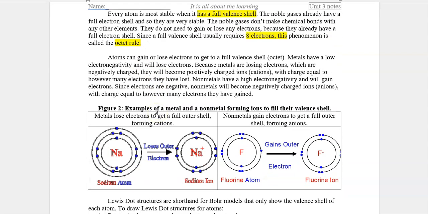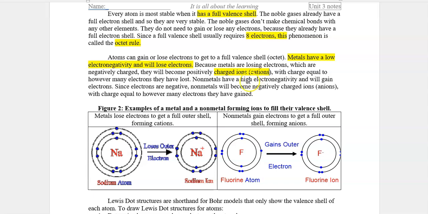Atoms can gain or lose electrons to get a full valence shell. Metals have a low electronegativity and will lose electrons. Because metals are losing electrons, which are negatively charged, they will become positively charged ions, which are called cations. Not "cations," cations. Like cat, like meow, like the things that scratch you and kill birds. Cation. With charge equal to however many electrons they have lost.